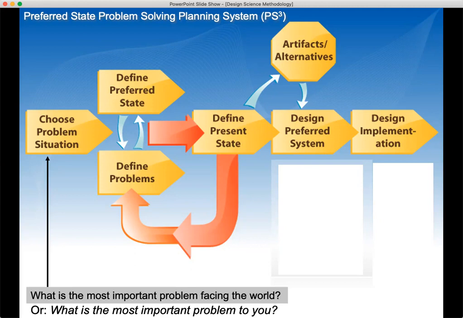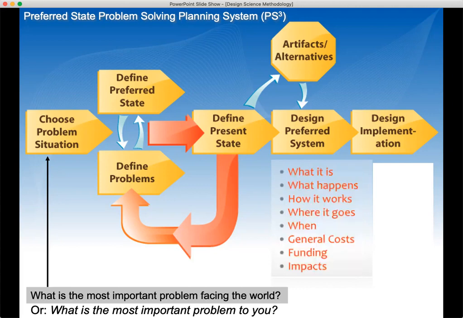So we define the problems, we define the present state that the problems are embedded within. We look at what the alternatives are, the artifacts that might lead to the actions, and designing a preferred system. What is it? What happens? Does it work? Where does it go and when? And the general costs and impacts.